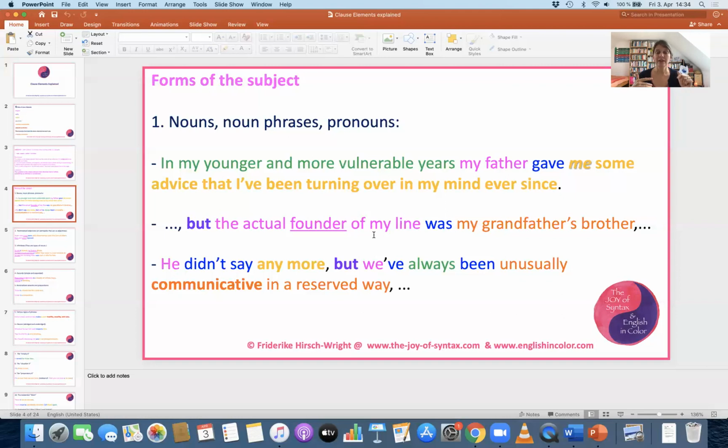I actually don't know right now how the sentence progresses. I only gave you an excerpt because we want to focus on subjects right now. Okay, so in short, subjects can consist of nouns, noun phrases, and pronouns. And yes, there is some controversy around what a phrase is.